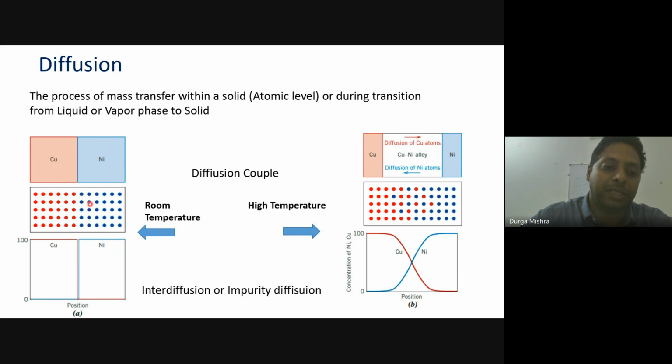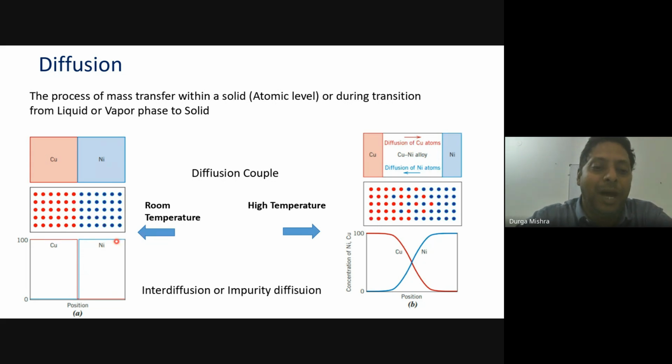Okay. So the blue one is nickel and the red one is copper. If you look at the concentration, this is the concentration on the y-axis and the position. So you have copper concentration 100%, then a 0. So it's a step. Similarly for nickel, you have 0 nickel here, a step, and 100% nickel on this side. Okay, so that is expected.